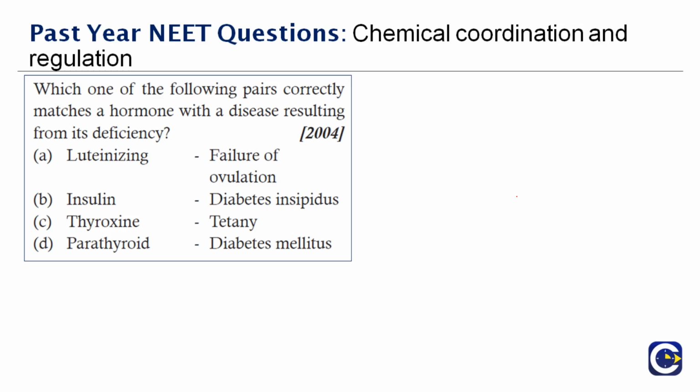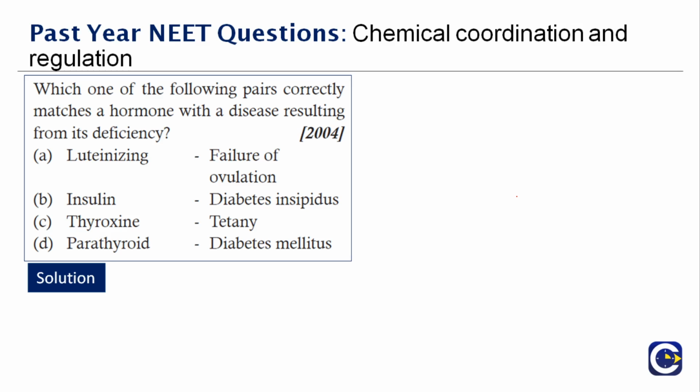Which one of the following pairs correctly matches a hormone with a disease resulting from its deficiency? So we have to analyze here. Luteinizing, failure of ovulation; insulin, diabetes insipidus; thyroxine, tetany; parathyroid, diabetes mellitus. The one which is correctly matched is luteinizing, failure of ovulation. Luteinizing hormone stimulates ovulation, as we all know.